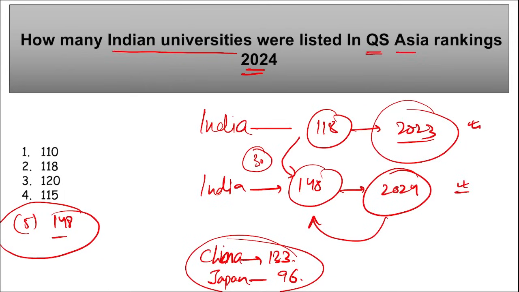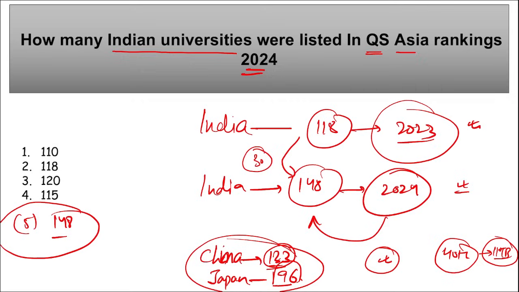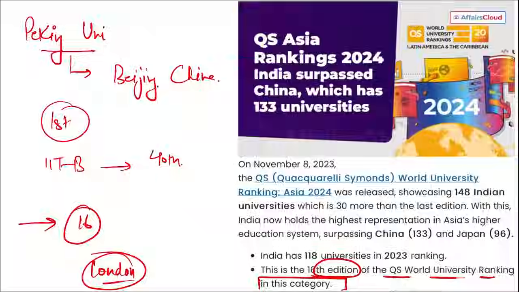So coming back, India, how many universities? 148. And among these, 40th was the highest rank secured by IIT Bombay. And this was the 16th edition. In China, 133 universities are represented here, and for Japan, 96. And remember, India has secured the top position with the maximum number of universities in this QS World University Ranking from Asia, that is 148.